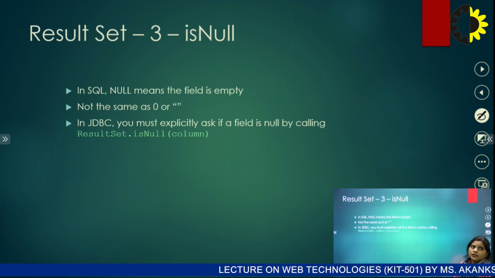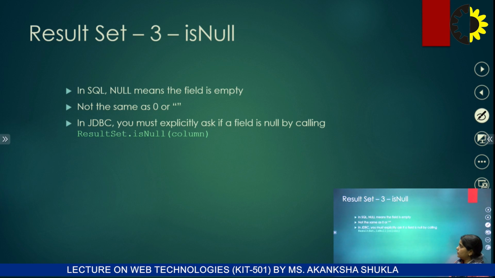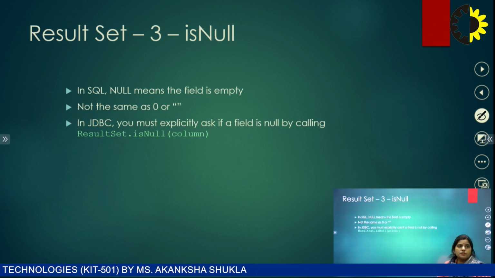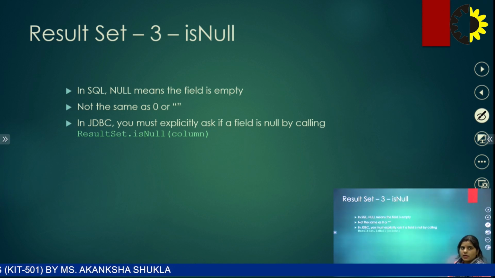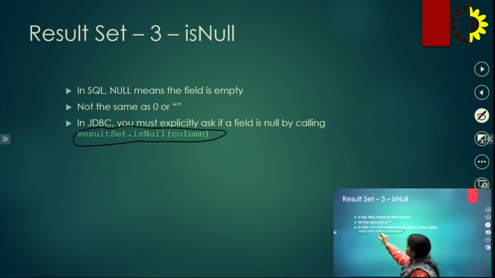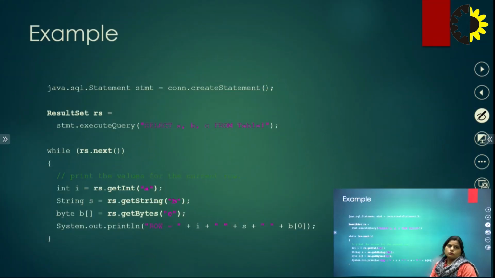Result set three: is null. In SQL, null means the field is empty, which is not the same as 0 or a space. In JDBC, we must explicitly ask whether a field is null by calling rs.isNull(column). So this particular call is used in JDBC for explicitly asking whether a field is null or not.